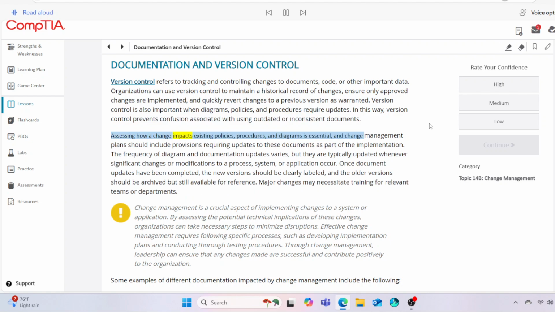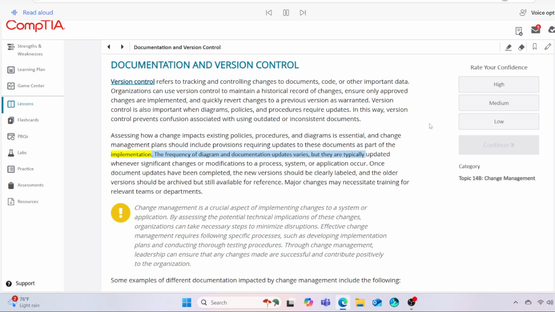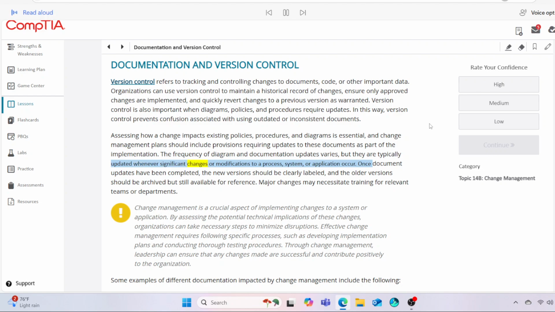Assessing how a change impacts existing policies, procedures, and diagrams is essential, and change management plans should include provisions requiring updates to these documents as part of the implementation. The frequency of diagram and documentation updates varies, but they are typically updated whenever significant changes or modifications to a process, system, or application occur. Once document updates have been completed, the new versions should be clearly labeled and the older versions should be archived but still available for reference. Major changes may necessitate training for relevant teams or departments.